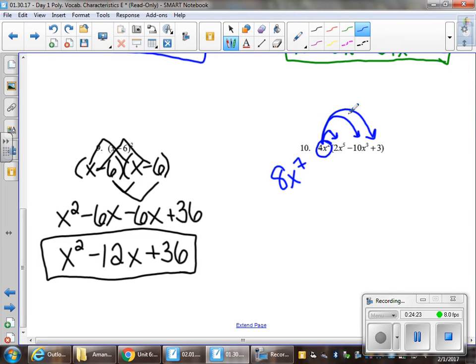Next, 4x squared times negative 10x cubed. To the 5th, good. And last, 12x squared. Is it in standard form? Yes. So we're done.